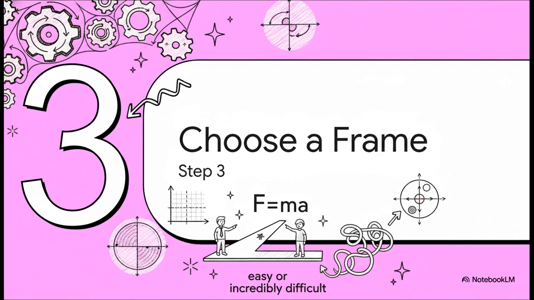Now we're at what I think is the most important strategic decision of the entire problem. Before we even think about writing F equals ma, we have to choose our point of view, a reference frame. And believe me, this choice can make the problem either beautifully simple or an absolute nightmare.